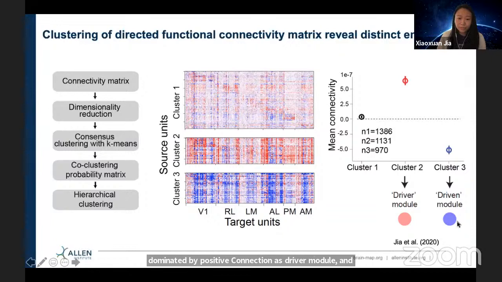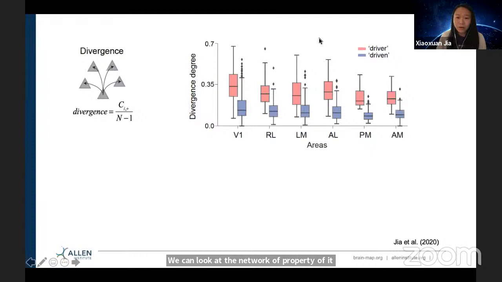We can look at the network property of individual neurons in the driver and the driven module by first estimating the divergence degree of individual neurons. The divergence degree is defined by the proportion of significant positive connections relative to the network size. As you can see here, the driver module has significantly higher divergence degree compared to the driven module. And there is a trend of gradual decrease of the divergence degree.